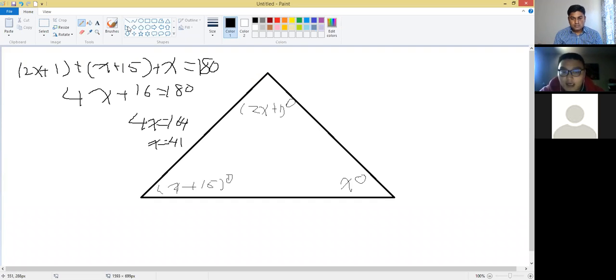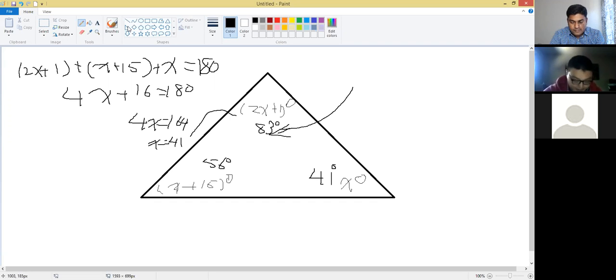Then you plug 41 into those expressions. So we know this angle is 41, and here is 41 plus 15, which is 56 degrees. For this one, you can use 180 minus this and minus this, or just plug in, which is 82 plus 1, which is 83 degrees. Therefore, the largest angle in this triangle is 83 degrees. You know it, right? Yeah.